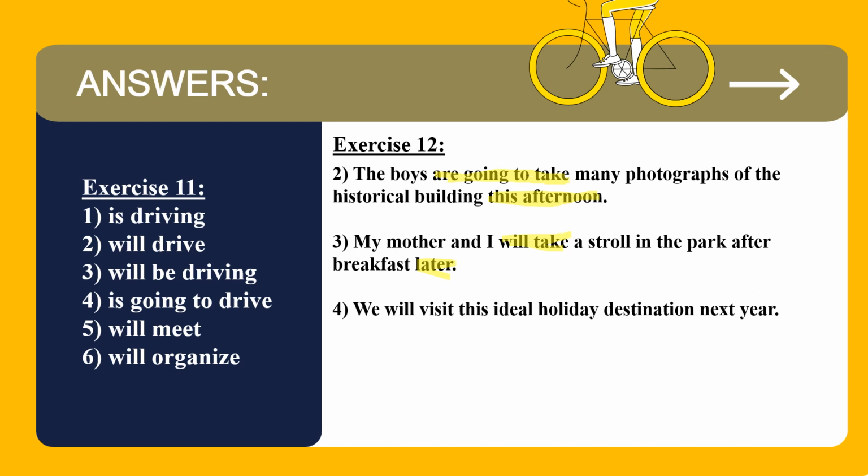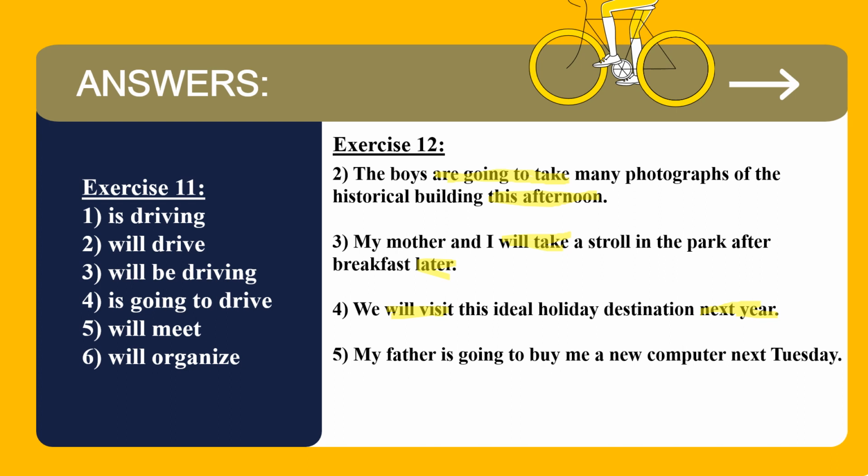Number 4. Last year changes to next year. And the verb visited changes to will visit, will be visiting, we are going to visit. That is also correct. Number 5. Last Tuesday changes to next Tuesday. Then the verb bought changes to am going to buy, or you change it to will buy. It is also good and correct.